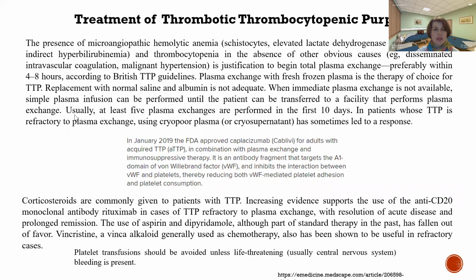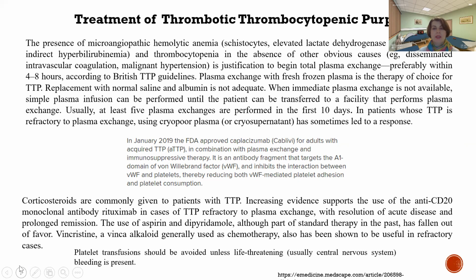Treatment of this type of disorder: the presence of microangiopathic hemolytic anemia and thrombocytopenia in the absence of other obvious causes is justification to begin plasma exchange, preferably within 4 to 8 hours. Plasma exchange with fresh frozen plasma is the therapy of choice for thrombotic thrombocytopenic purpura. Replacement with normal saline and albumin is not adequate.